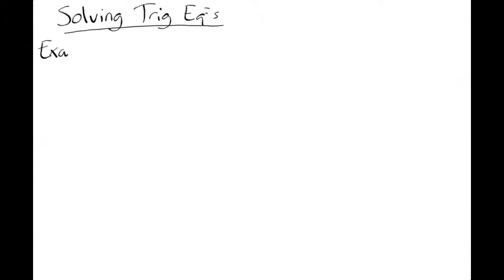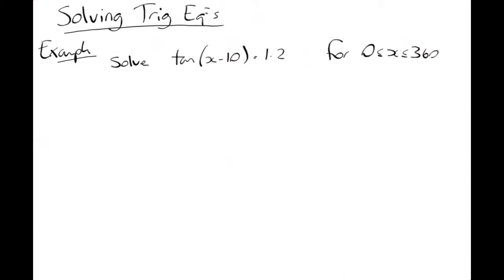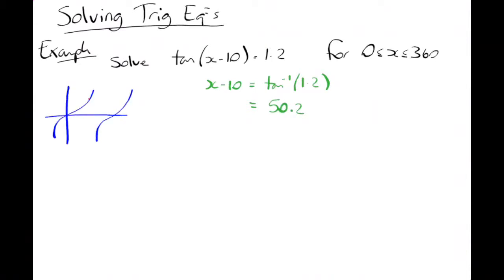In trig equations, we'll have a look at more examples. Solve tan of x minus 10 equals 1.2 for x between 0 and 360. Here we've got x minus 10 equals the inverse tan of 1.2. Your calculator will tell you that is 50.2. A quick sketch tells you that the other answer is going to come from 180 plus that, so that gives us 230.2. But that was x minus 10.